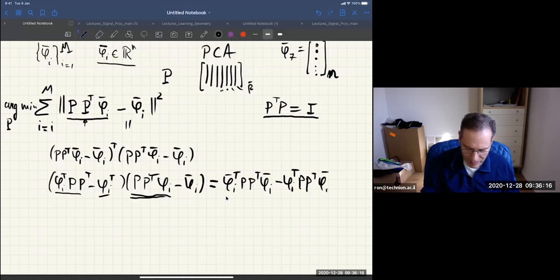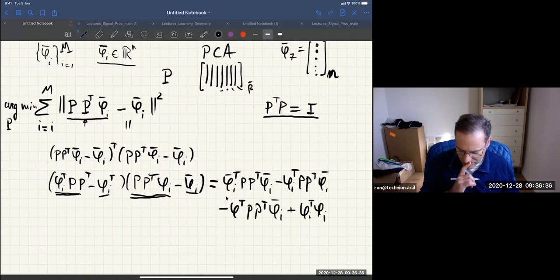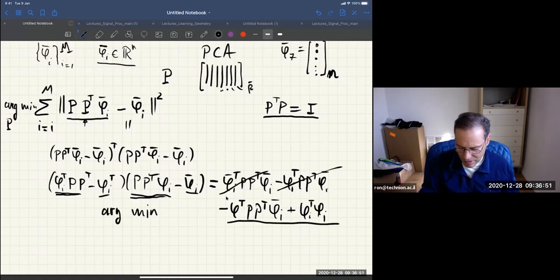Now we have this guy times that guy, which would be minus psi i transpose P transpose psi i, plus psi i transpose psi i. Okay. Now, what you can see is that one of these guys would basically cancel out. And what we are left with is this term that we would like to minimize. And the argument that we would like to minimize with respect to is nothing but my basis. Now, the basis obviously is independent of that term. I mean, that term has nothing to do with the basis. So what I need to do is basically, the arg min problem would be equivalent to arg max.